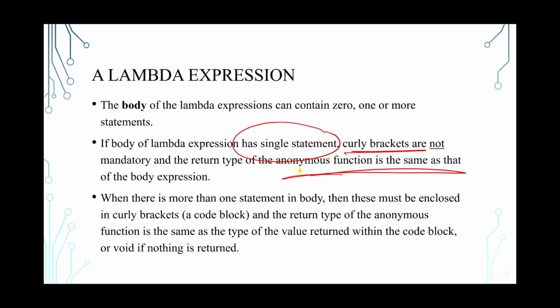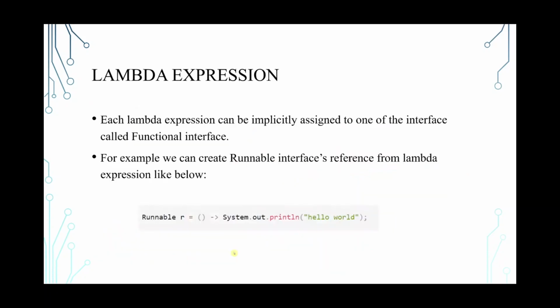When there is more than one statement in the body, these must be included with curly braces. It's mandatory you have them. And the return type of the anonymous function is the same as the type of the value returned within the block of code you have. Or it's going to be void if nothing is returned. It's going to be considered a void function if nothing is returned.